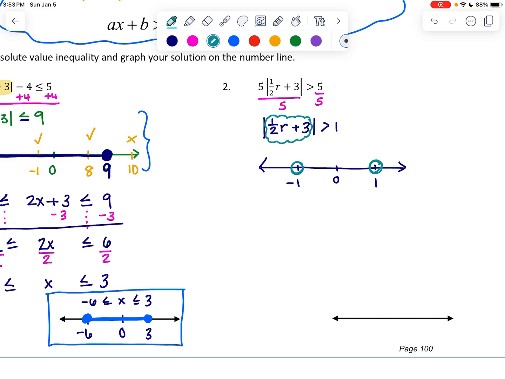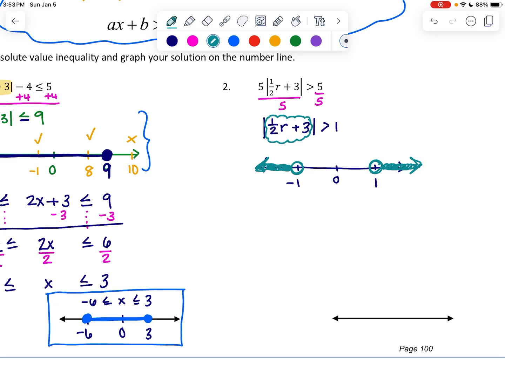1/2 r plus 3, if it's more than one space away from 0, is either over this direction, because 2, 3, 4, 5, and so on and so forth, those are more than one space away from 0. On the other side, the opposite side of the number line, -2, -3, -5, -10, those are also more than one space away from 0.